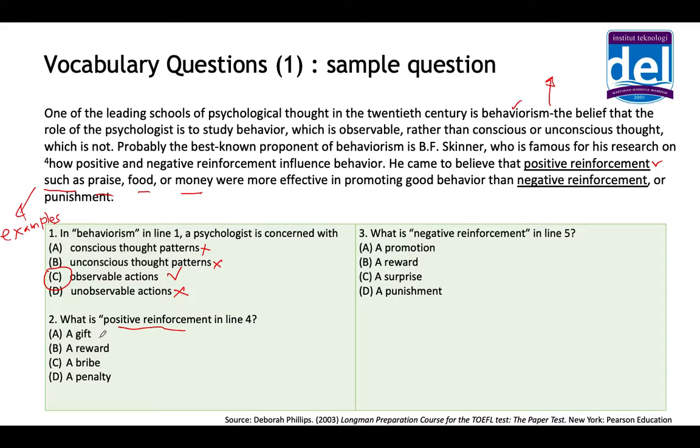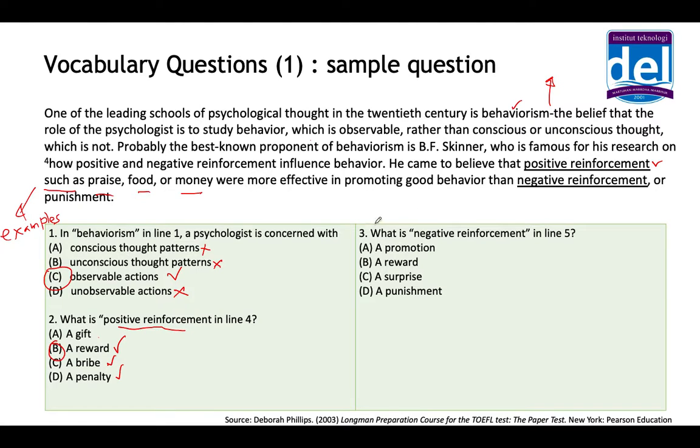Option A says it's a gift. Option B is a reward. Option C is a bribe. Option D is a penalty. We can eliminate the most incorrect answers, a penalty and a bribe, because it says here it's positive. So the best answer for this question is a reward. That's what it means by positive reinforcement.